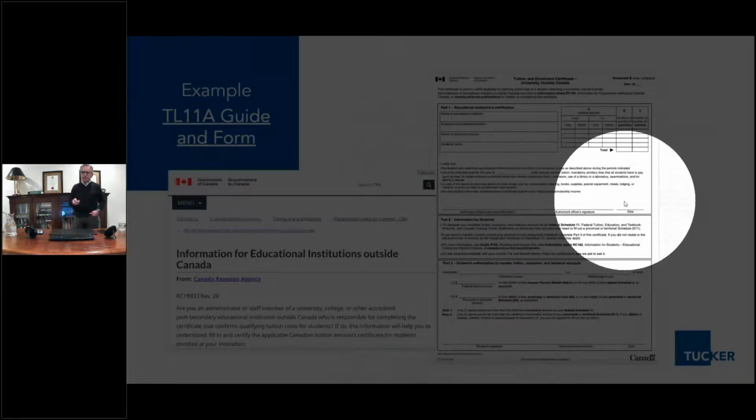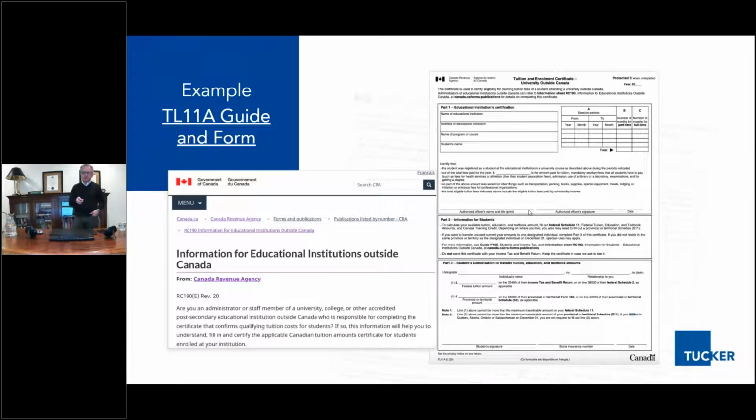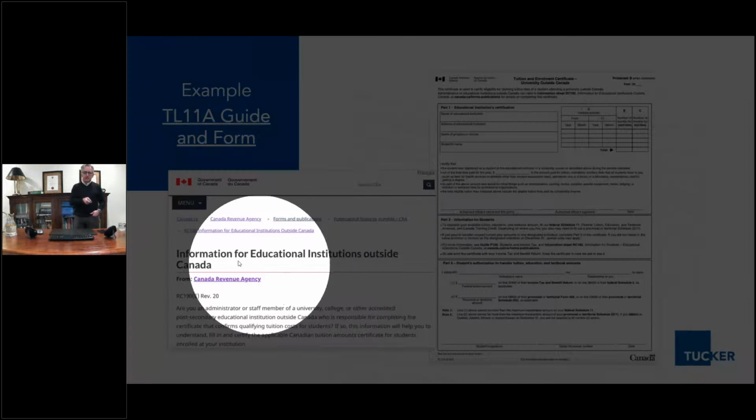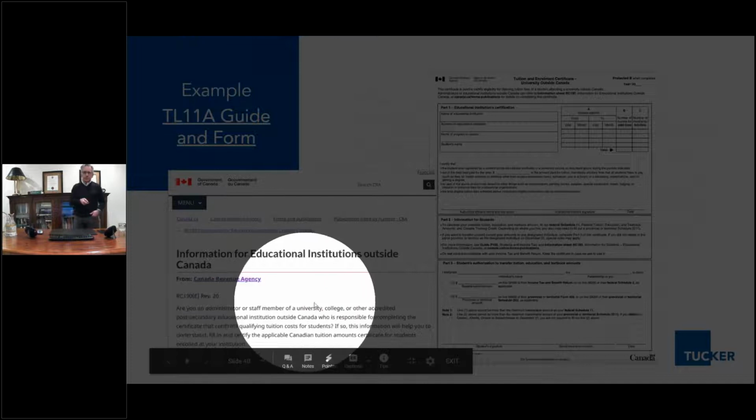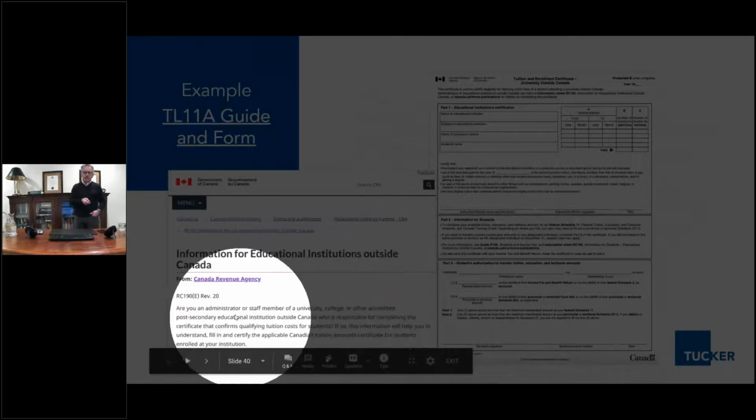It's not usually a problem. I've never run into this as a problem for people. But in case the university isn't certain what you're asking them to sign, CRA actually has this information kit, which you can get online, which explains to the administrator of the university what they're being asked to sign.